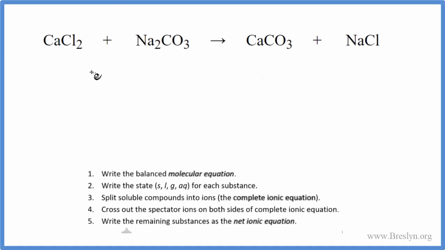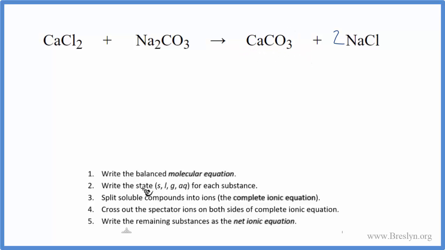In this video, we'll write the net ionic equation for CaCl2 plus Na2CO3, calcium chloride plus sodium carbonate. The first thing we need to do is make sure we have a balanced molecular equation, so this equation's not balanced. If I put a 2 as my coefficient for the NaCl, I'll have 2 sodiums here, 2 sodiums here. I have the Cl here times 2, so I have 2 Cls here. Na, I have 2 Nas, and then I have the 1 carbonate ion. So this is a balanced molecular equation.